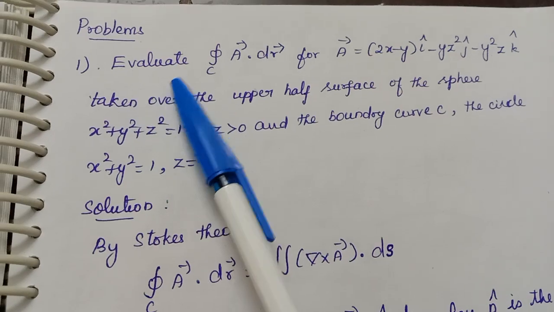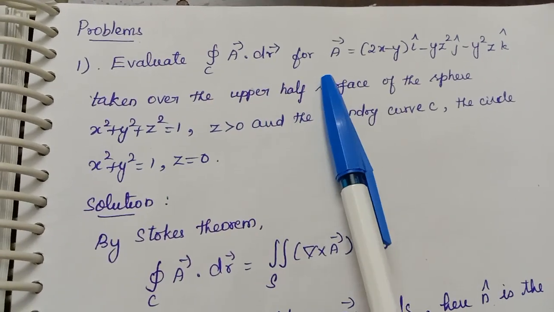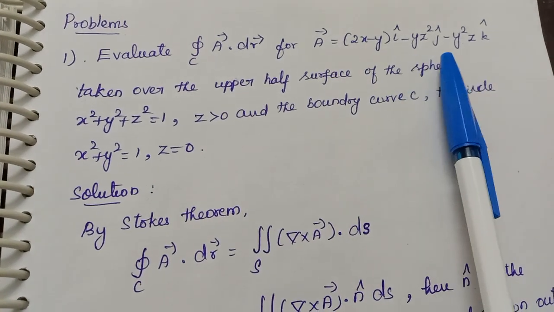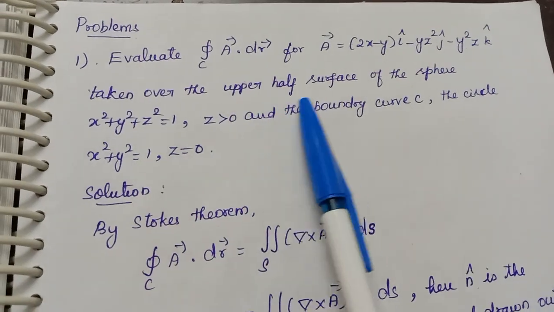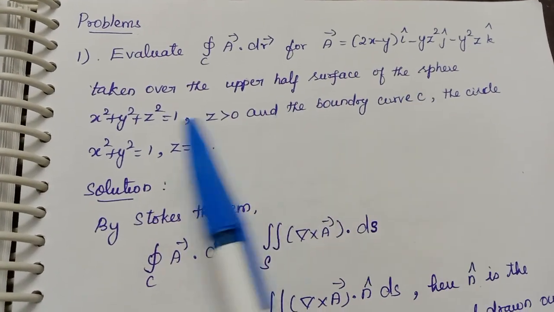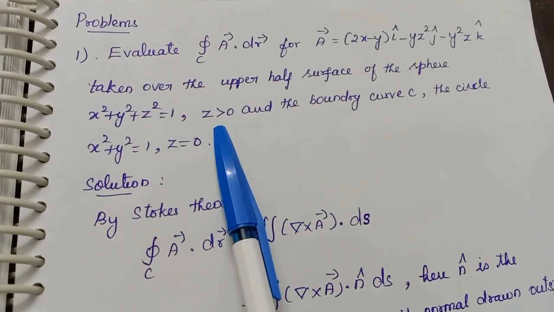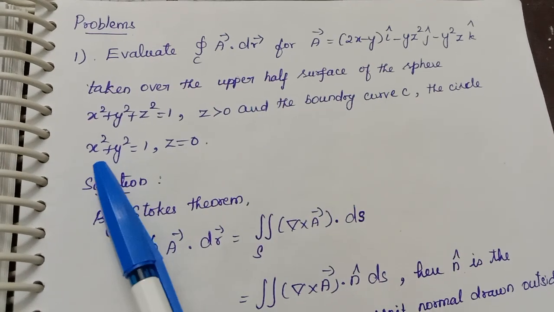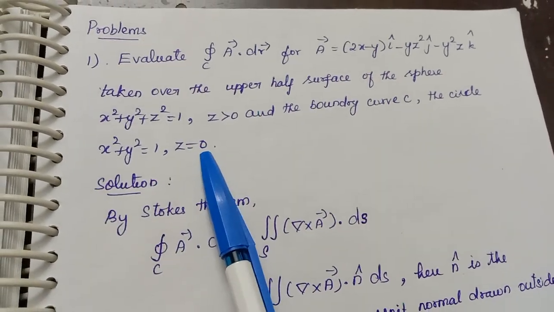The first problem: evaluate the integral over C of A dot dr for A equal to (2x minus y) i cap minus y z square j cap minus y square z k cap, taken over the upper half surface of the sphere x square plus y square plus z square equal to 1, z greater than 0, and boundary curve C, the circle x square plus y square equal to 1, z equal to 0.